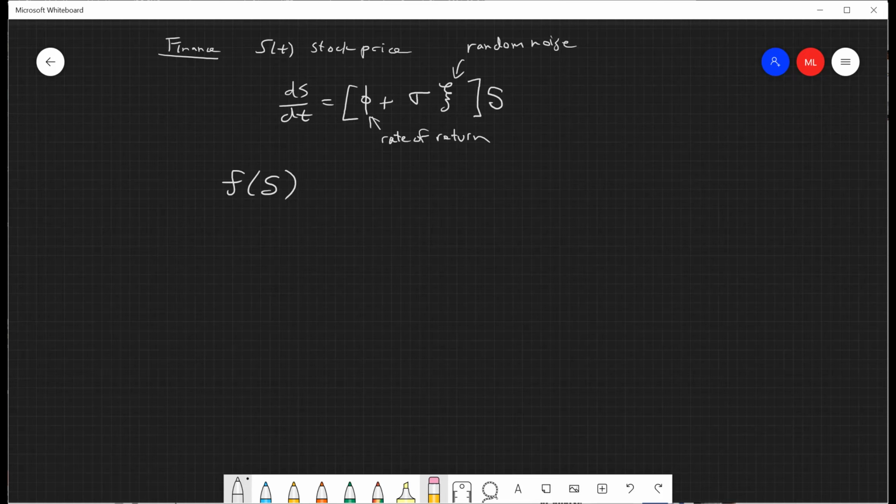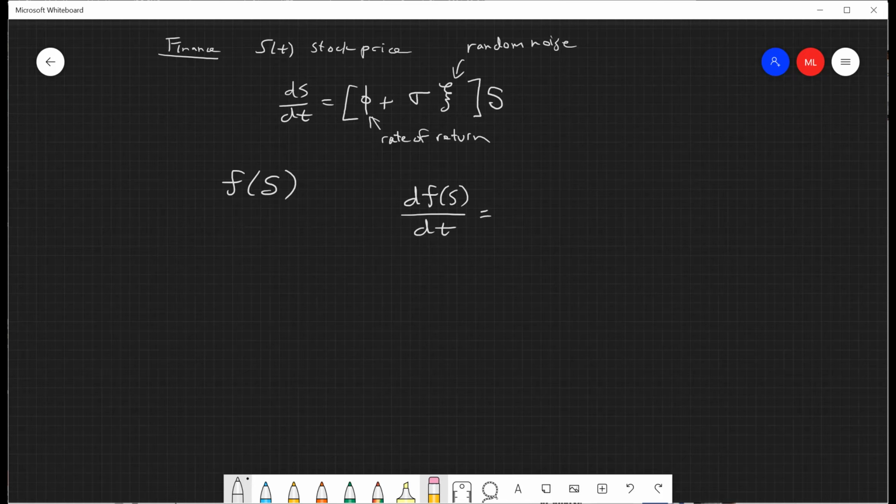So what's interesting is that in these stochastic processes, the chain rule is a little bit different. If you want to calculate how any function of a random variable like this varies in time, you can't just do the chain rule and substitute in this equation of motion for the stock price.